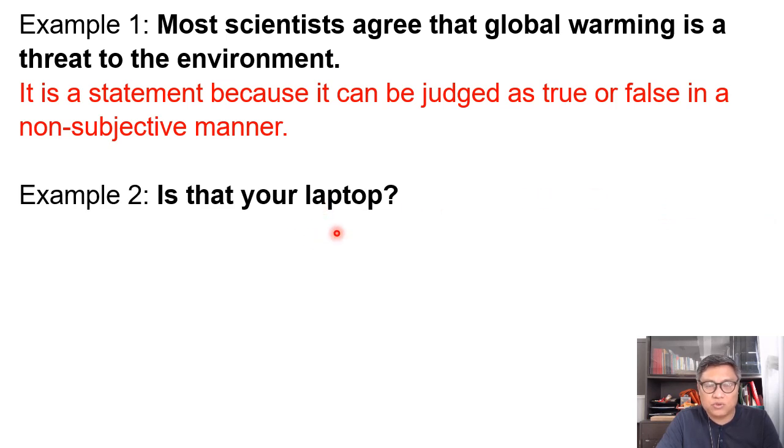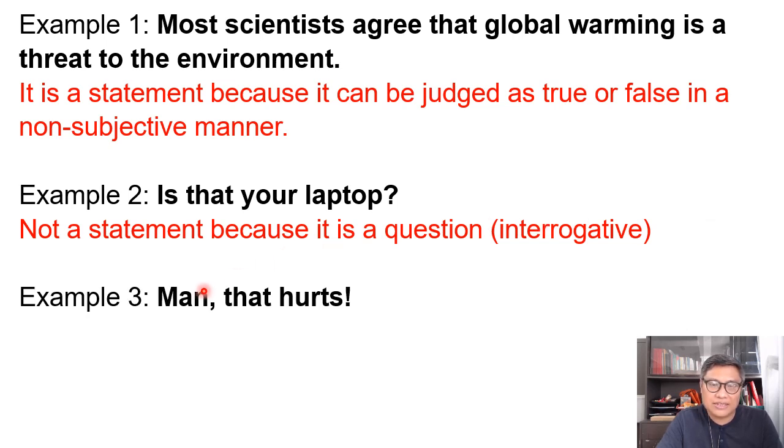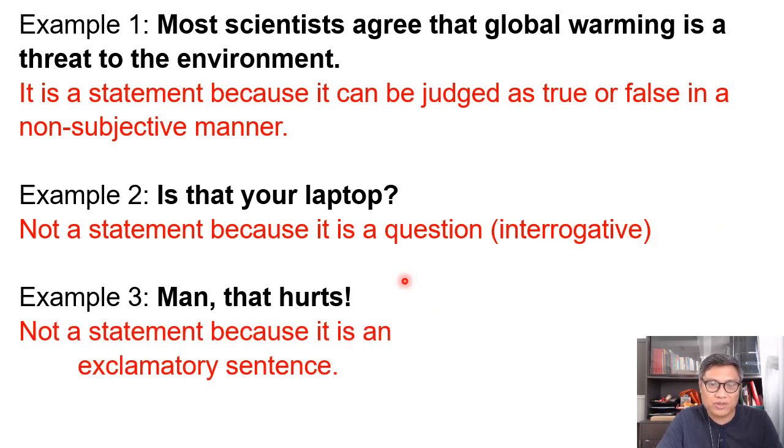Now, example number 2: is that your laptop? First, this is no longer a declarative sentence. It is an interrogative sentence, so it is a question. Automatically, this is not considered a logical statement because it is a question. Third example: man, that hurts. Is this a declarative sentence? Again, the answer is no, because this is an exclamatory sentence.